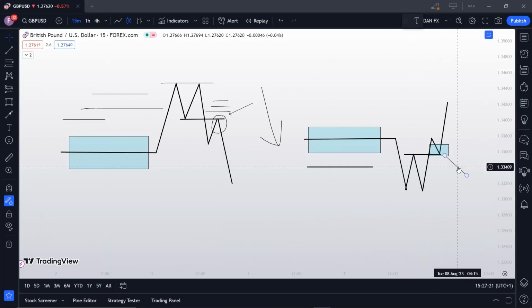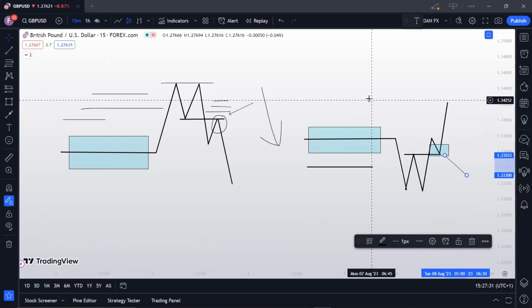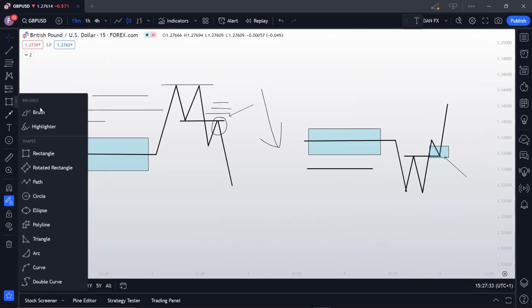Your entries will usually be rejecting candles like hammers, inverted hammers, railroad tracks, engulfing candles, star formations, morning stars, evening stars. Those rejection candlestick patterns. So you will see the rejection.